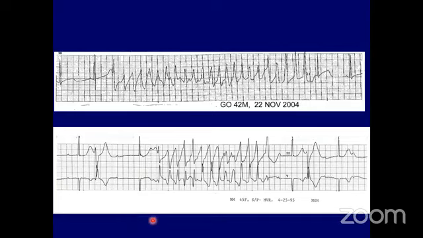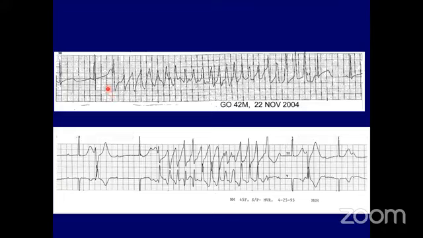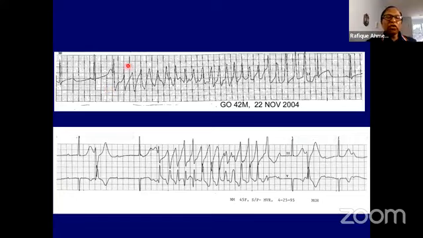R on T phenomenon, toxicity point is. Okay, that's great. But so what do you think is the mechanism? R on T, early repolarization. Okay. So your choice was R on T. Yes, that's an option, because there is a T wave here and there is an R, and that produces arrhythmia.